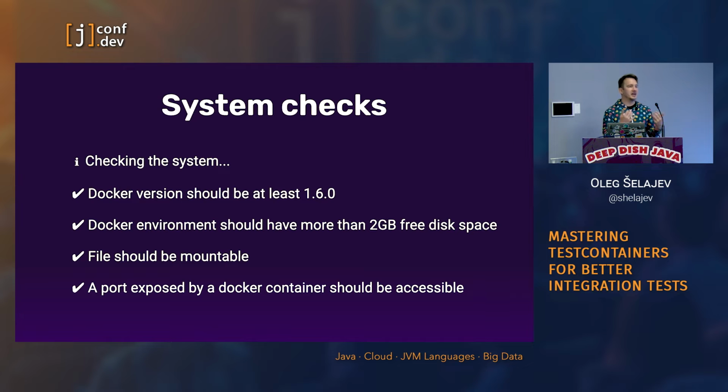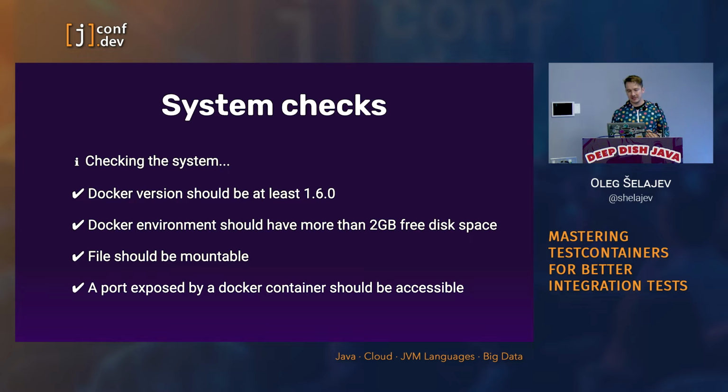Besides providing the API, it does system checks. We try really hard for tests not to fail for random reasons. Or if they have to fail for random reasons, like Docker not being found, or us not being able to expose ports from the container so you can access them, we want to fail as early as possible, right? So that you have a clear reason.